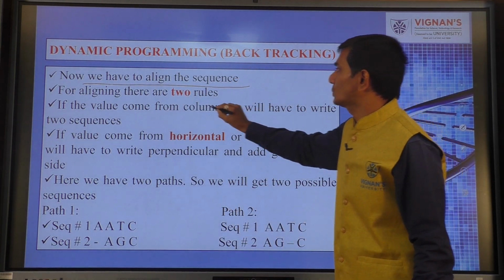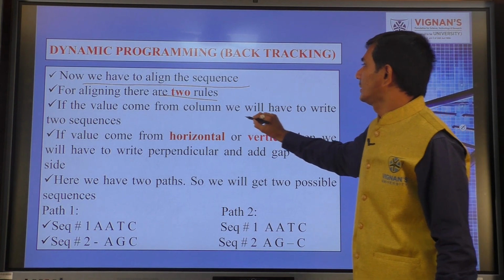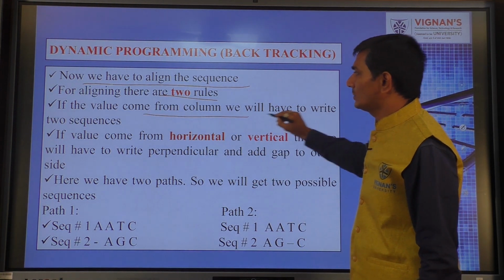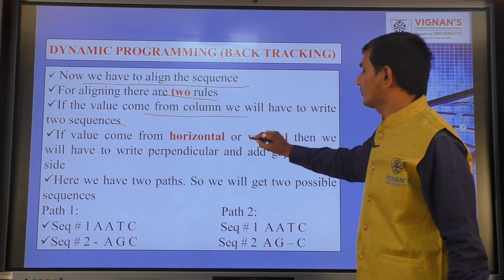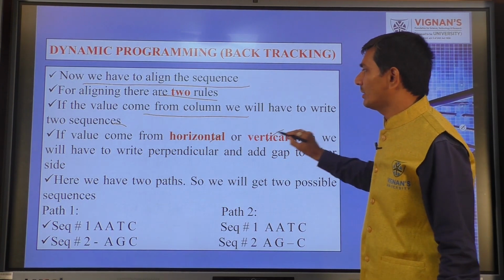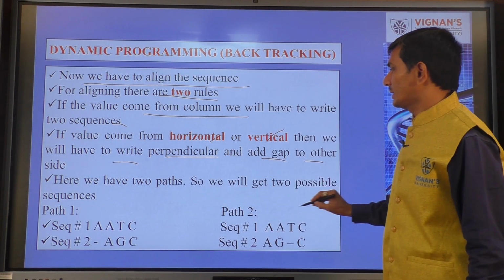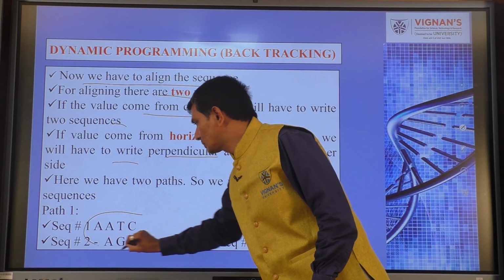For aligning, there are two rules. If the value comes from the column, we will have to write two sequences. If the value comes from horizontal or vertical, then we have to write the perpendicular and add a gap to the other side, right. So, here we can see two alignments.